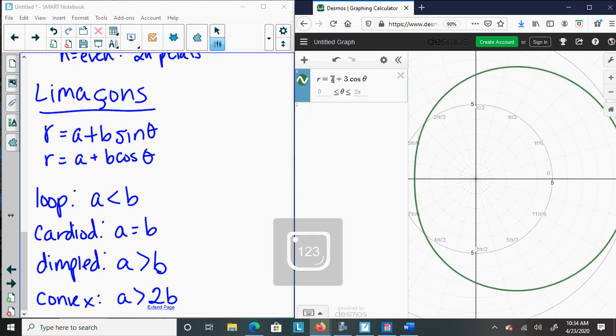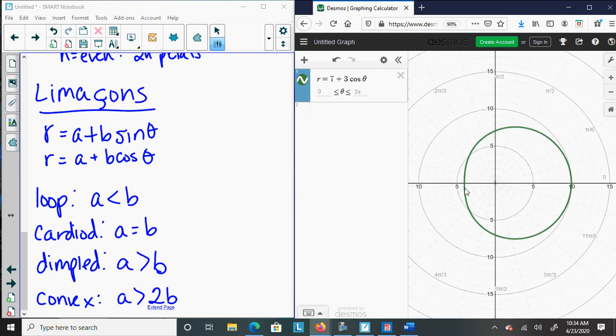Oh, my gnome locks on. There we go. If it's bigger than 2 times B, you just have a convex one. You don't have that good dimple. You don't have a loop. And that's what that looks like. Okay. So those are our limacons.